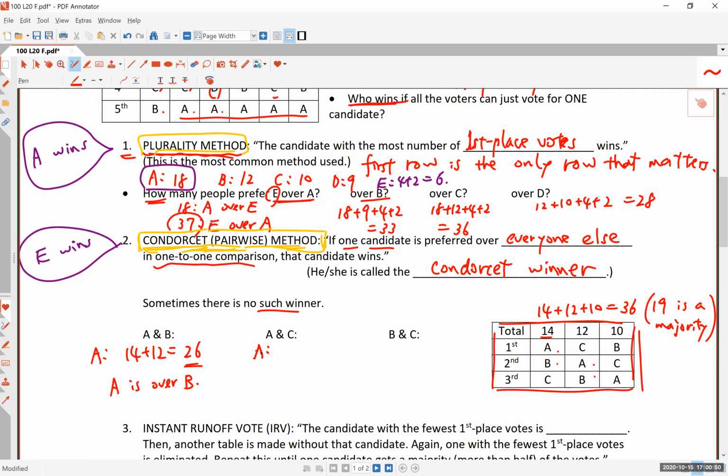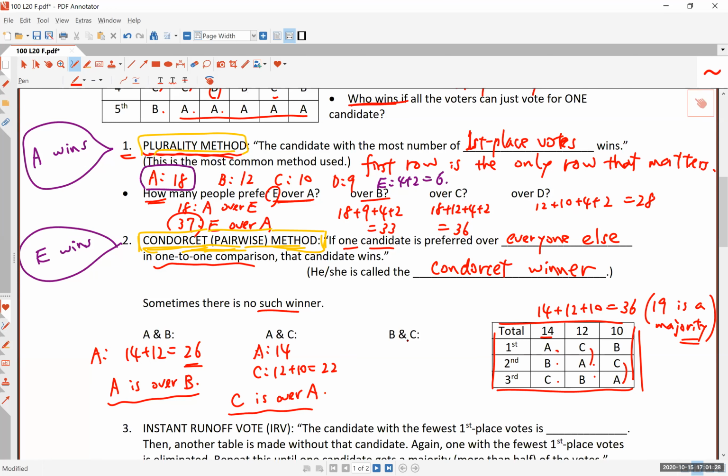Over here, how about A? Is A preferred over C? Well, A is preferred over C here, 14, right? But C is preferred over A in the last two columns, that's 22. Okay, 22 is the majority. So here you can see A beats B, but C beats A. C is over A. You see that? So A beats B, but C beats the winner between A and B. So maybe C should be the winner, right?